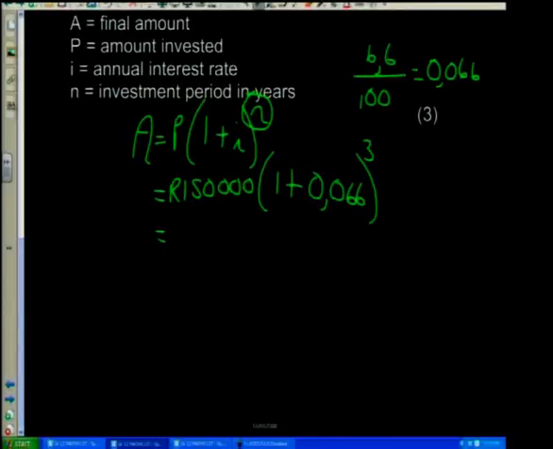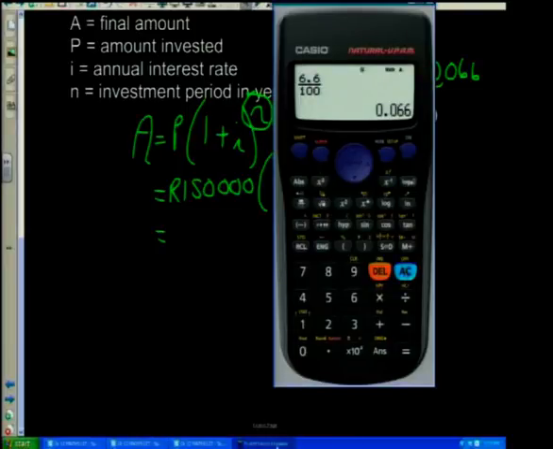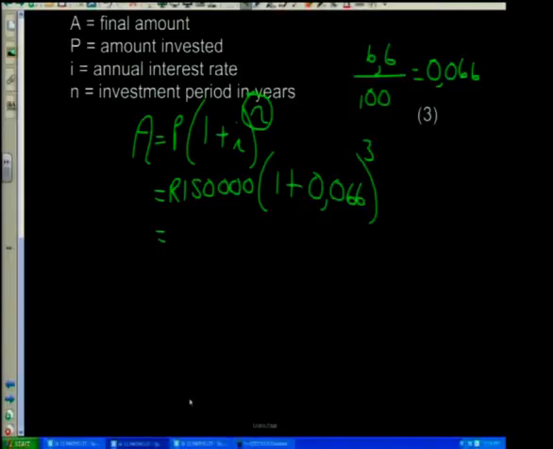Now we're going to do all the work on the calculator: 150,000, open brackets, 1 plus 0.066, close brackets, all to the power of 3, equals. My answer, I'll never remember this, so you've got to remember it for me, is 181,703 Rand and 32 cents.